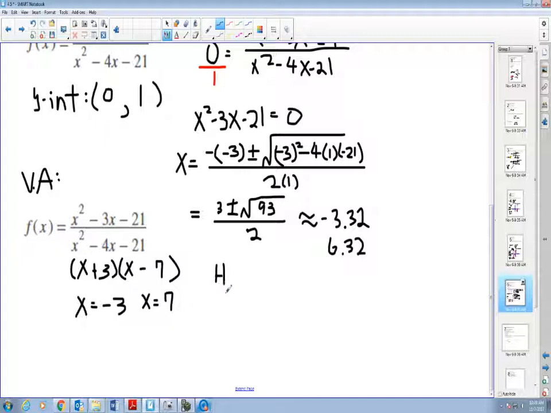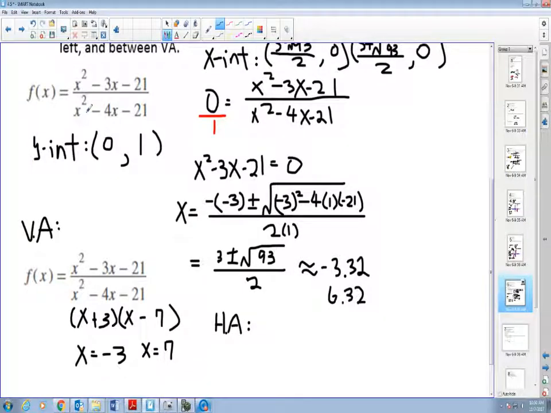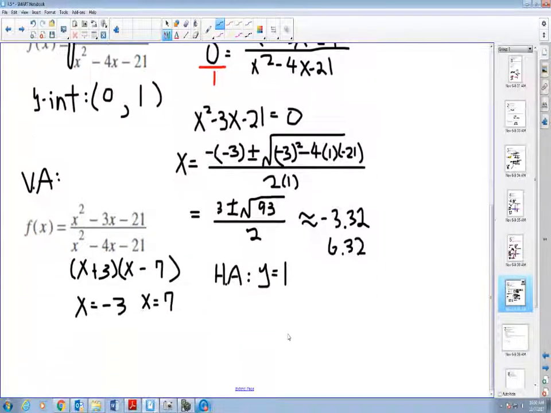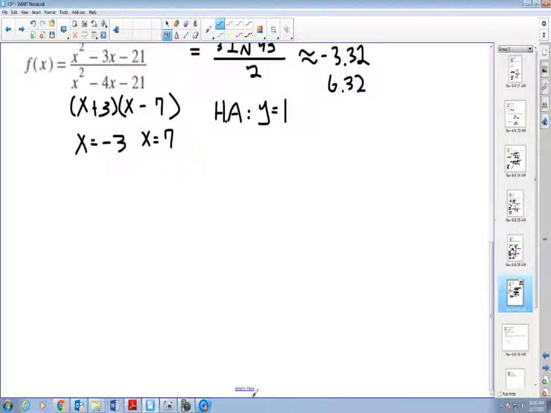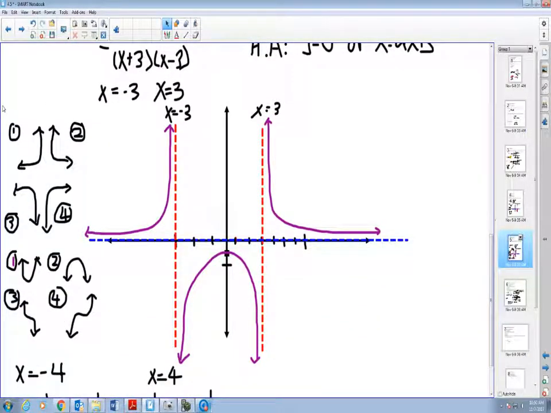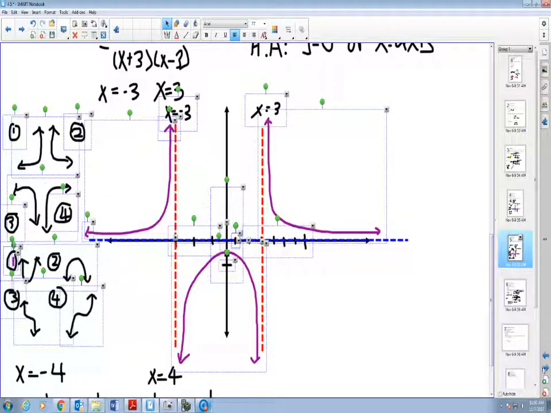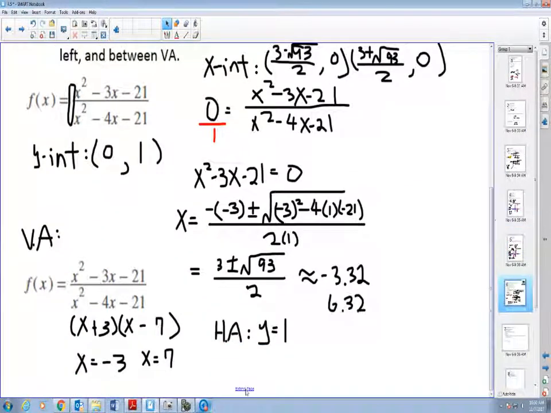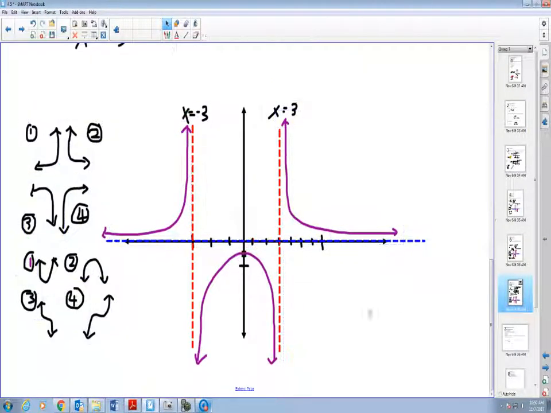Alright. Horizontal asymptote. Here we go. The degrees of the top and bottom are the same. Therefore, the leading coefficient ratio will be my horizontal asymptote. 1 over 1 is 1. So I have a horizontal asymptote at 1. Alrighty. So based on what I found so far, let me bring these guys over. Let's think about what I got so far.